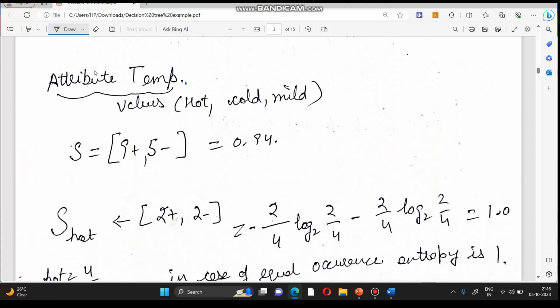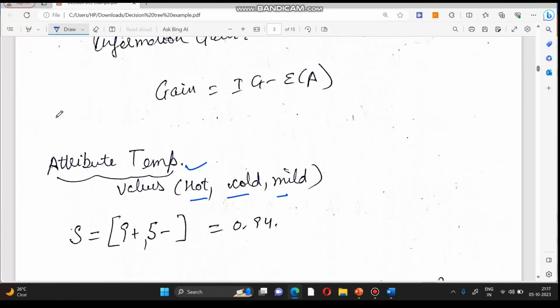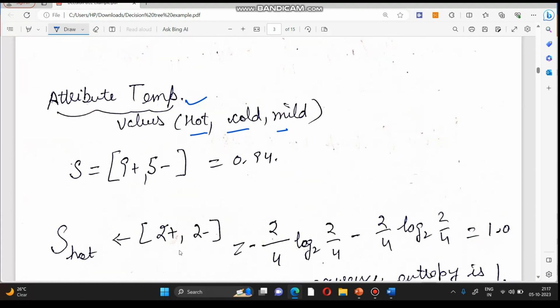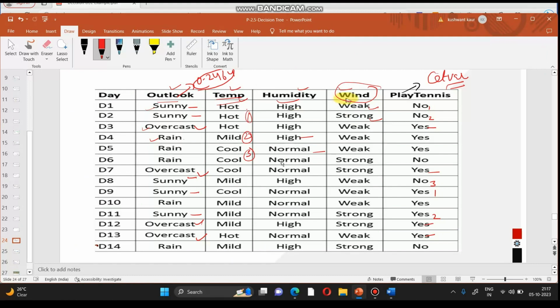Now the next attribute is temperature. In temperature we have seen the values are hot, cold and mild. When we talk of hot, cold and mild, the entropy of S will remain the same, that is 0.94, already calculated. Now when we calculate for S of hot, for hot values we are having how many? For that case we will have a look at the positive and negative values. For temperature we are having 2 yes and 2 no.